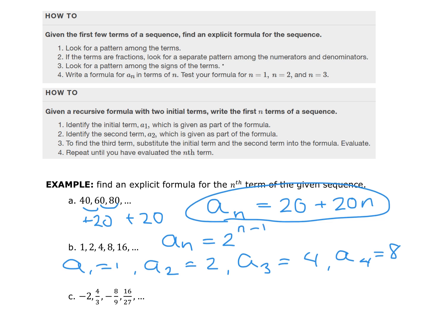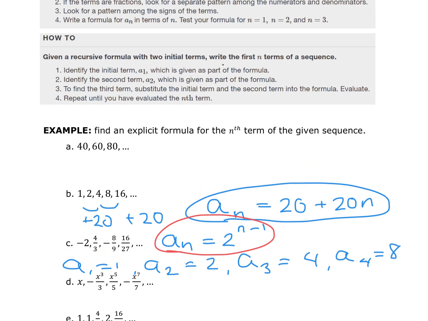I'm going to check this. If I put in 1, I have 1 minus 1, which is 0. 2 to the 0 is 1. Cool. That's my first term. If I put in 2, 2 minus 1 is 1. 2 to the 1 is 2. Let's see if we put in 3. So if I put in 3 right here, I have 3 minus 1, which is 2. 2 squared is 4. Cool. I think I have the right one. So I think this is my closed or explicit formula for B.